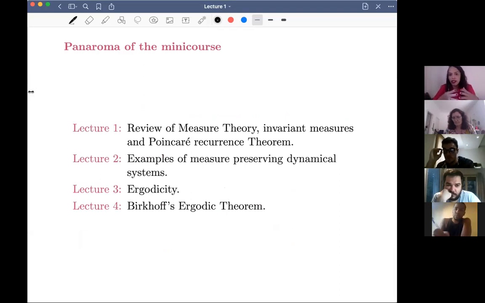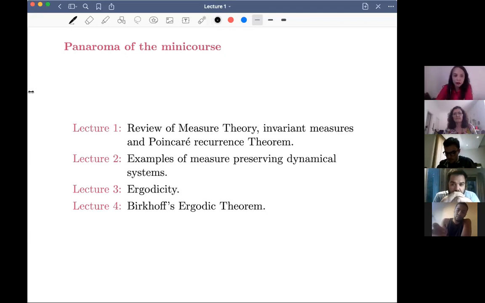Now our main concept is the concept of invariant measures. So we do it today. And if we have time, we will see the Poincaré recurrence theorem, which is a very nice and very beautiful application. Well, in the second lecture, I hope to give a few examples of measure preserving dynamical systems. Well, dynamical systems that have an invariant measure. In lecture three, we devote time to ergodicity. And we finish with Birkhoff's ergodic theorem.